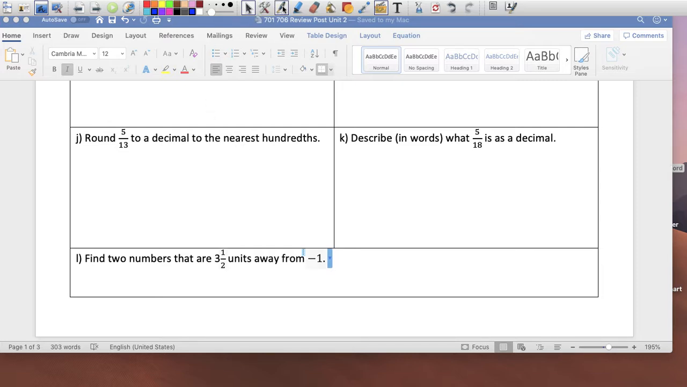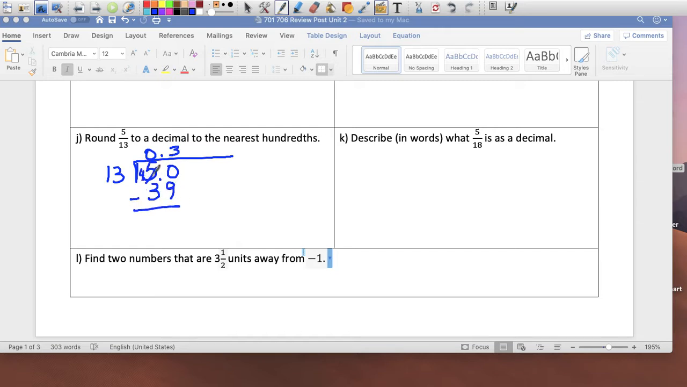Round 5 over 13 to the nearest hundredth. If you obviously have a calculator, I'll just do it by hand. So it's 5 divided by 13. 13 goes into 5? No. Can 13 go into 50? Yes. 3 times? No, 4. 4 times 13, that's 39.